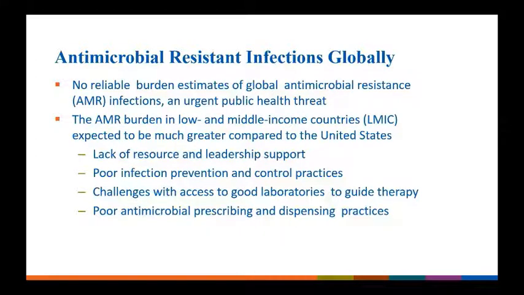Despite the importance of antimicrobial resistance as a public health threat, there are no good estimates of the global AMR burden. Only in the United States, and Karima showed the report from last year, approximately 2.8 million people get an antimicrobial resistant infection, and over 35,000 die every year. The AMR burden in low and middle income countries is expected to be much higher than what we are observing here in the United States, given the lack of resource and leadership support, poor prevention and infection control practices, challenges with access to good laboratories to guide antimicrobial therapy, and poor control on antimicrobial prescribing and dispensing practices.